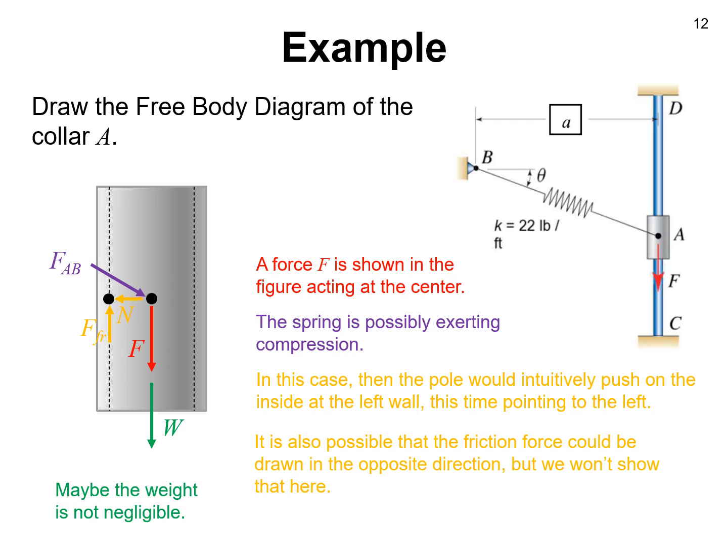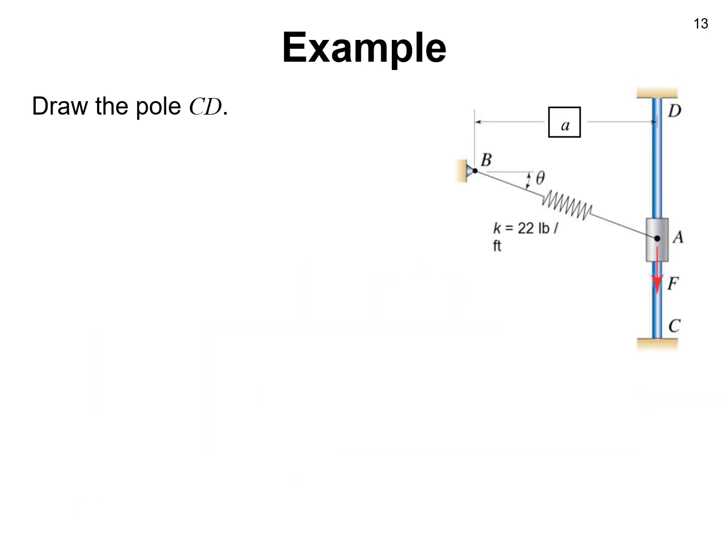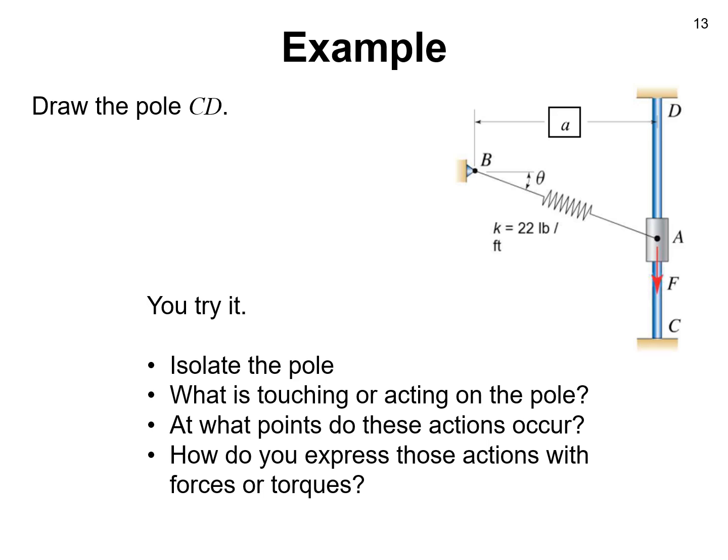Okay, so this is a taste of how we would draw a free body diagram of an object with some degree of complexity where you have to make various kinds of decisions. Another possibility I could have given you is the same system, but now I say draw the pole, CD. And this one I'll leave you to try, but again, here are the key questions. Isolate the pole, so I'll do that for you.